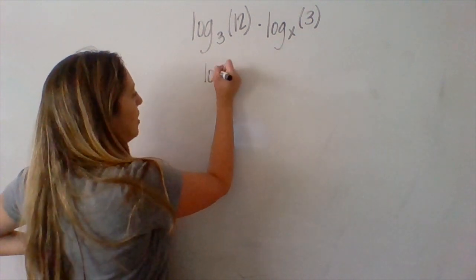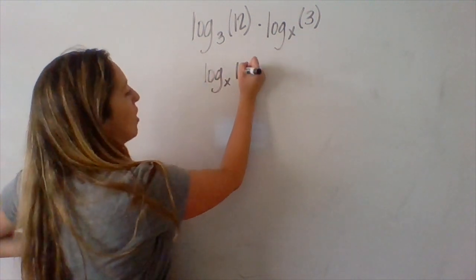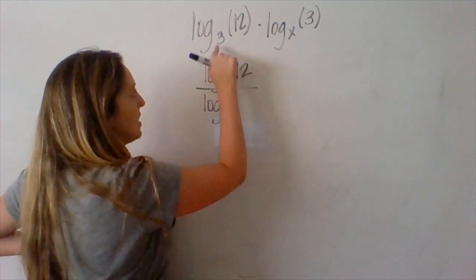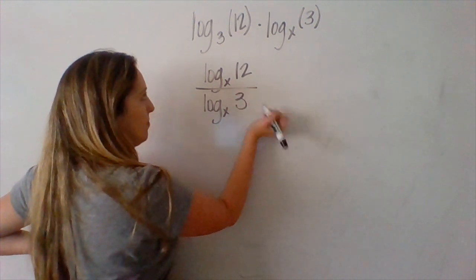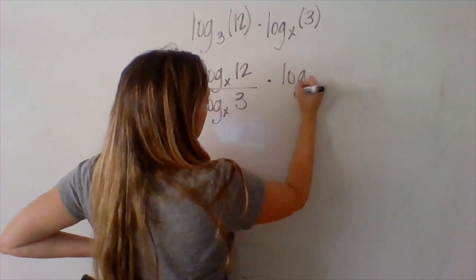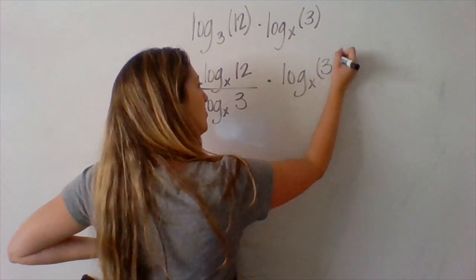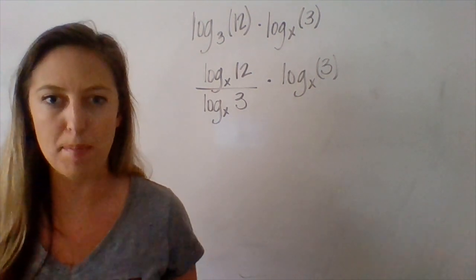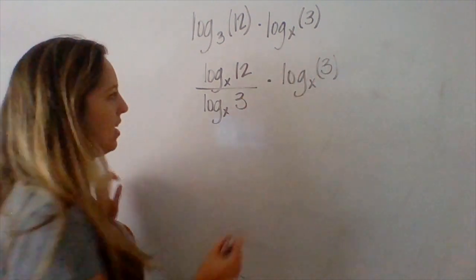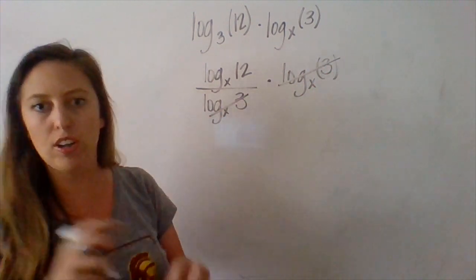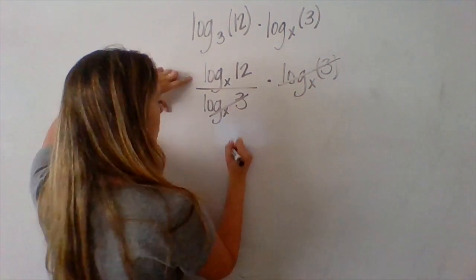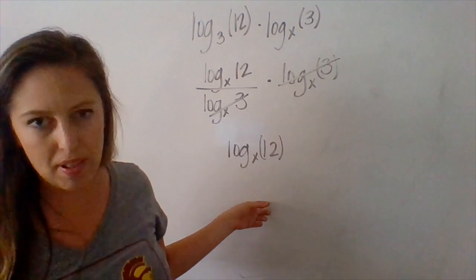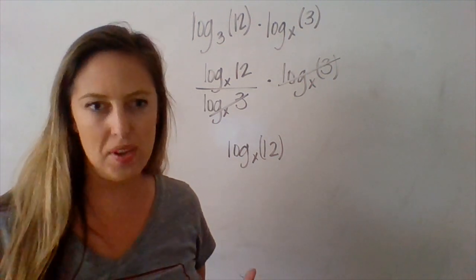So I would have log of my new base and the argument goes on the top, over the log of my new base and the original base goes on the bottom, times log base x of 3. And look what happens. Think back to our simplifying. If I have something that is identical on the top and the bottom, those divide out to be 1. So these would cancel out or divide to be 1. So I would have log base x of 12 left as my answer. I couldn't plug that into the calculator, and that's okay in this situation.